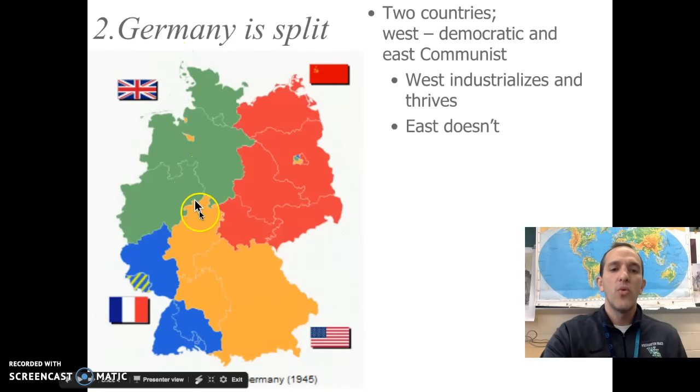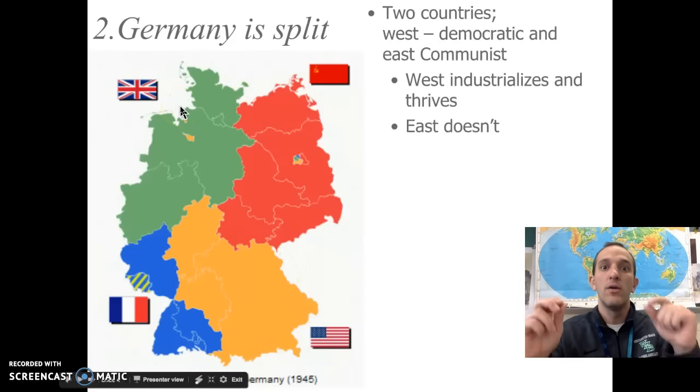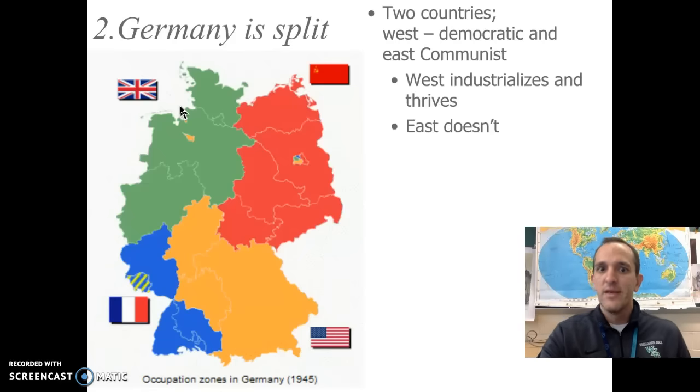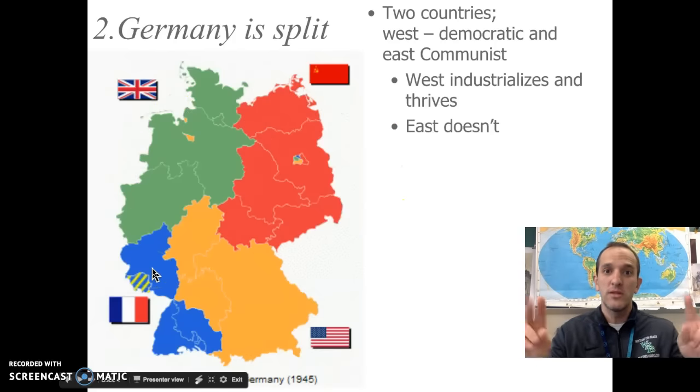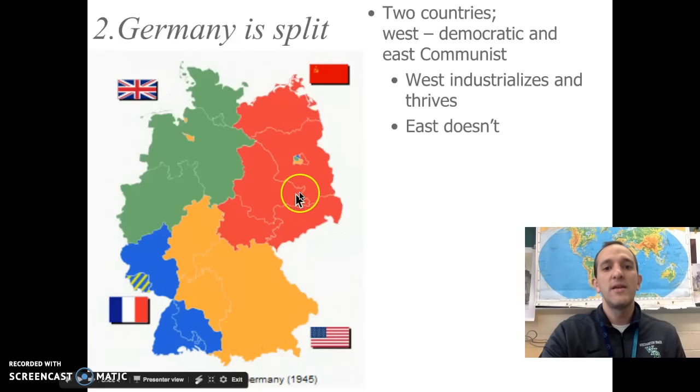The western half of Germany is going to be run by democratic countries, which is Britain, France, and the United States. So they're going to pretty much take control of this western half of Germany. Germany is going to be split in two. The western half is going to be called West Germany, and the eastern half is going to be called East Germany. East Germany is this part right here, run by the Soviet Union. So there are now going to be two Germanys, West Germany and East Germany.